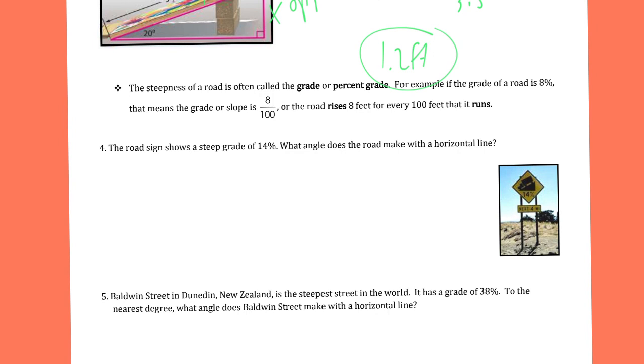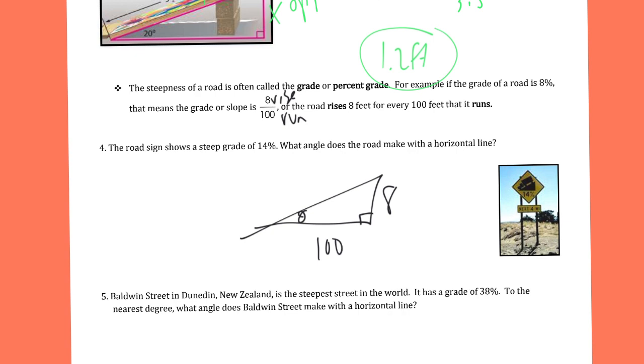You can grade a road. It's a slope, how steep something is. If I give it a grade of 8%, percent means out of 100. That means the rise over the run of a hill is going to be 8 over 100. So the rise is 8, the run is 100. What they want is not the hypotenuse, they want theta, the angle it makes. How steep is that angle?